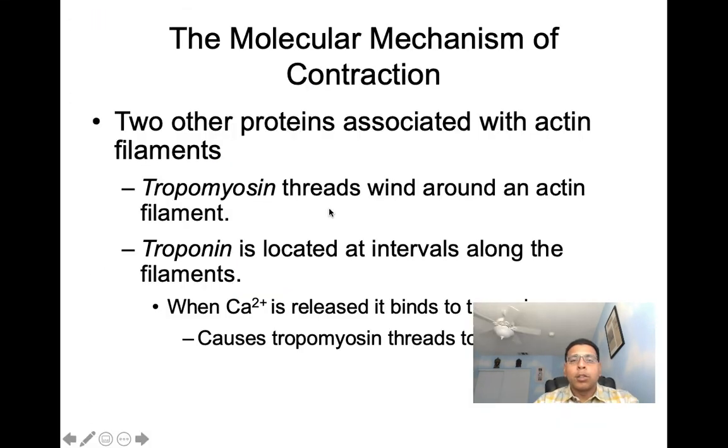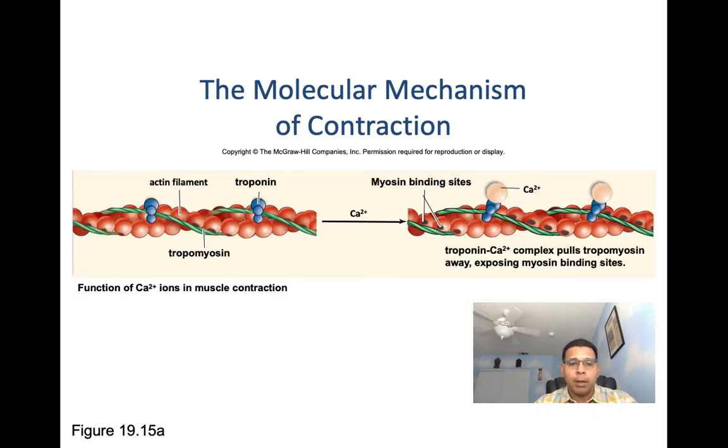Tropomyosin here we can see threads or winds around our actin filaments. And then troponin is located at intervals along the filament. And we said when calcium is released, it binds to troponin, which causes tropomyosin threads to shift position. So let's actually see all of that.